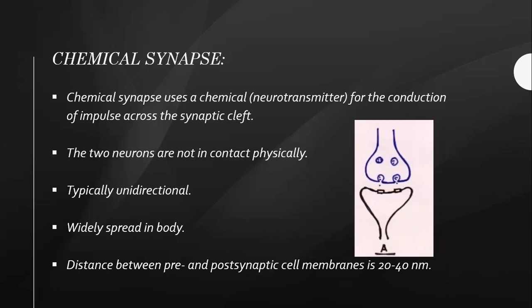The distance between the presynaptic and postsynaptic cell membranes is 20 to 40 nanometers, which is pretty wide between the neurons. And this distance will be covered by the neurotransmitters, which are released in the presynaptic neuron and reach the receptor, which is present in the postsynaptic neuron, thereby resulting in conduction of information.